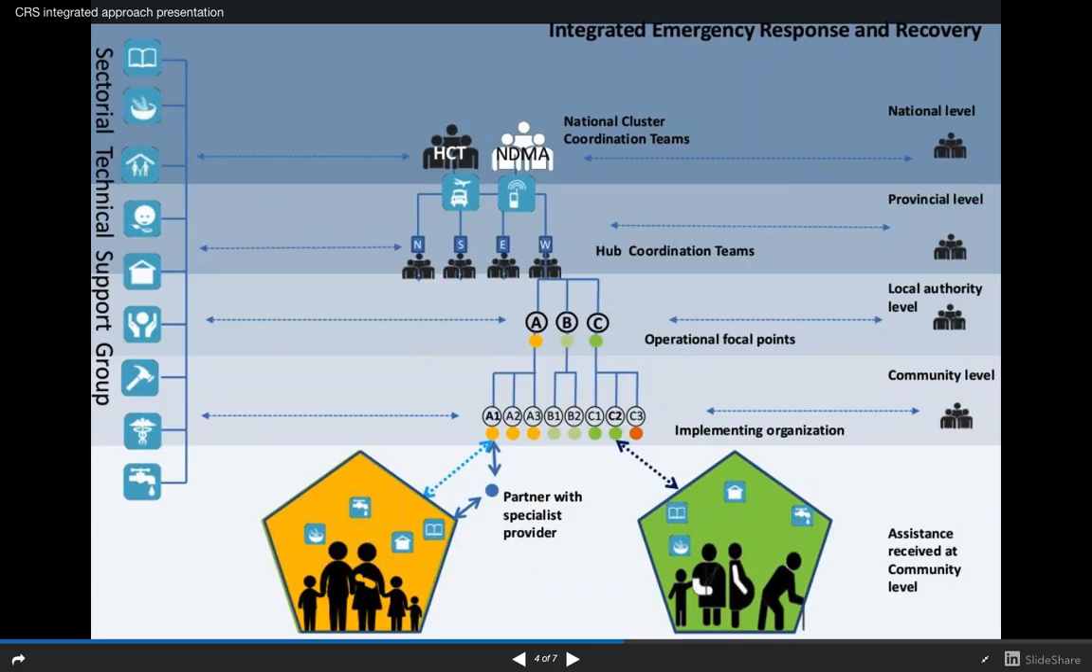Like shelter without wash doesn't really make sense, and livelihoods is how people maintain their food security and contribute to building their shelter. So we see a lot of connection, certainly those four sectors.